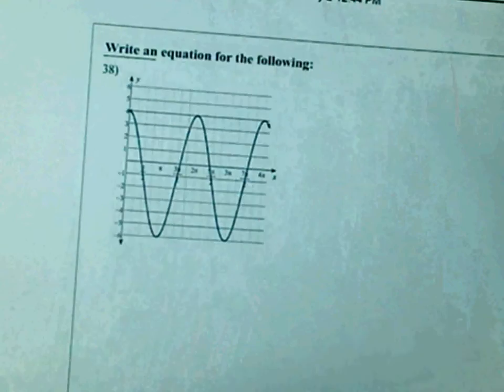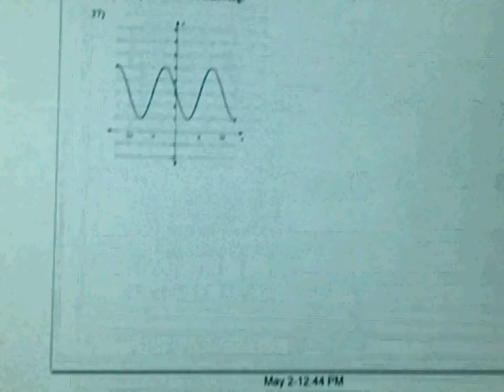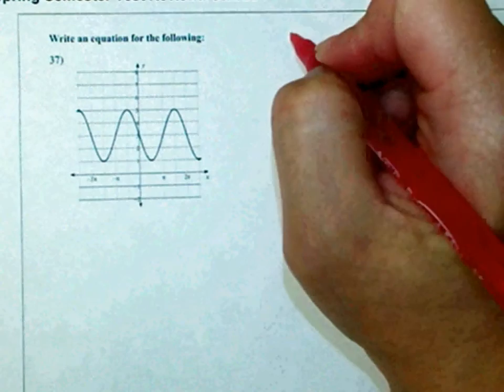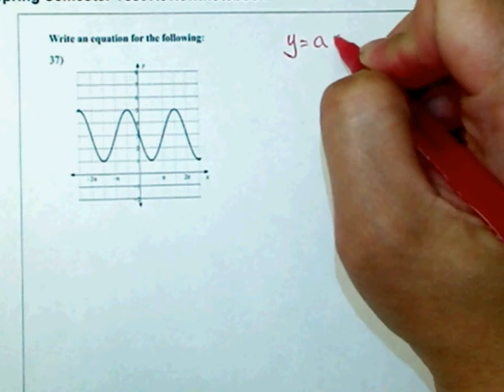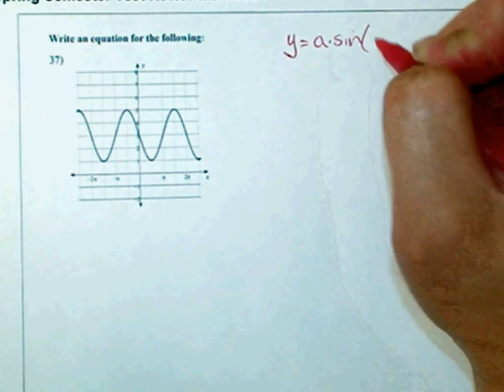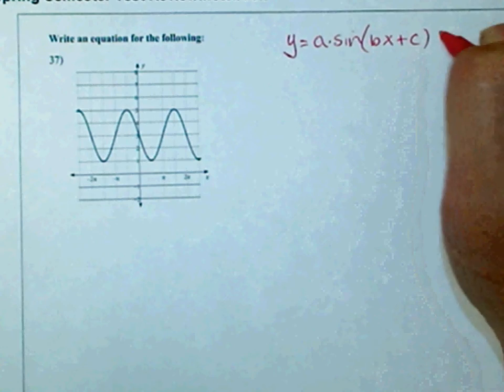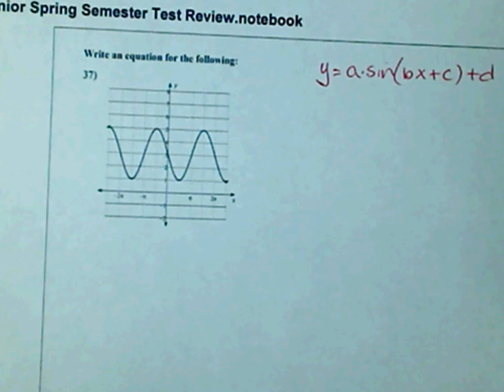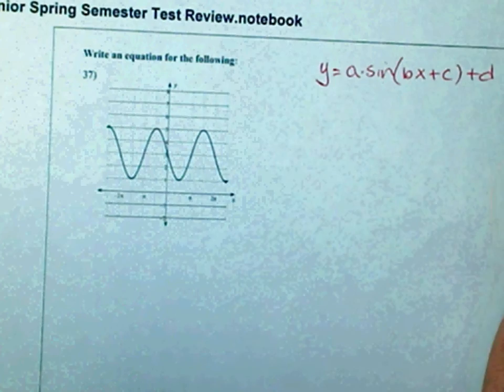Now you are to write an equation for the following. Here is the formula: y equals A times sine of bx plus c, plus d. So you should be able to graph, and now you're going to go in reverse. So let's take a look. First of all, try to find the middle, right here. What do you think your d is?